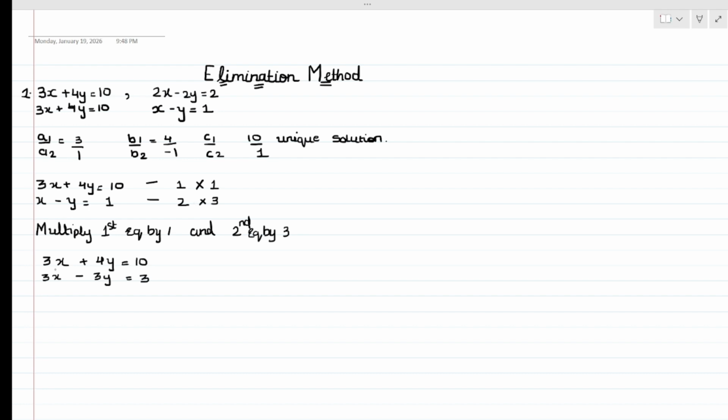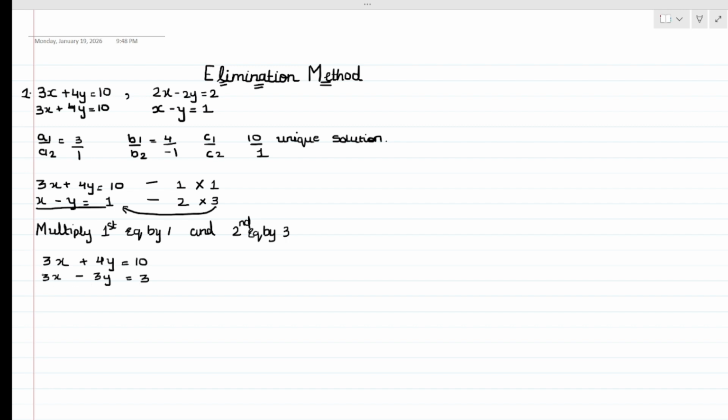See, 3 ones are 3. If you are multiplying 3 with x, you need to multiply this 3 with your whole equation, with your LHS and with your RHS. You should understand clearly that if this 3 is getting multiplied, you should multiply it with the whole equation, not only with the variable you want. So our final answer is 3x minus 3y equals 3.